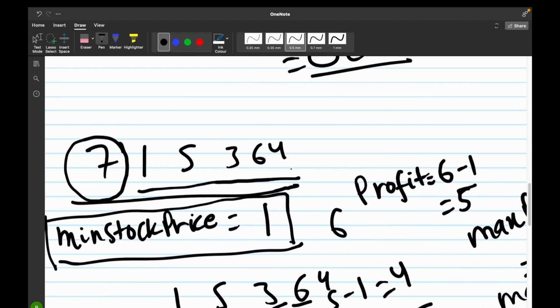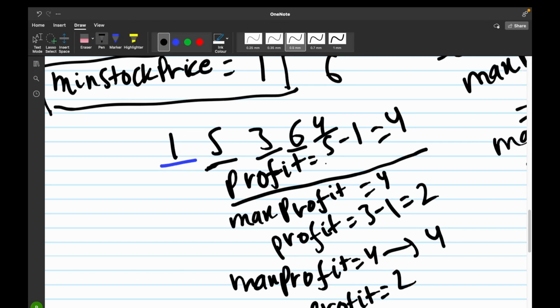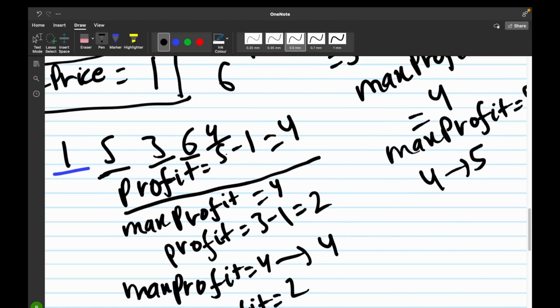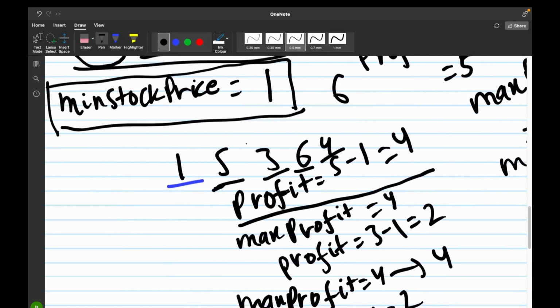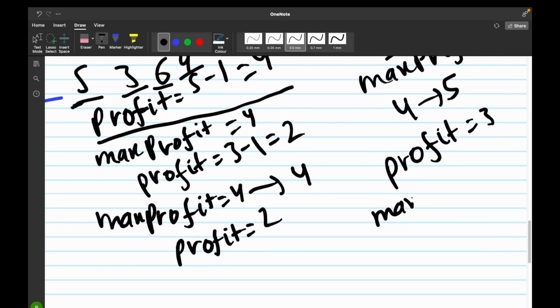Now we would go to the next element, that is 4, and compare it with the minimum stock price. Now 4 is greater than the minimum stock price, so we would calculate profit to be 3 and compare it with max profit, which is 4 currently, which is 5 currently, my bad.